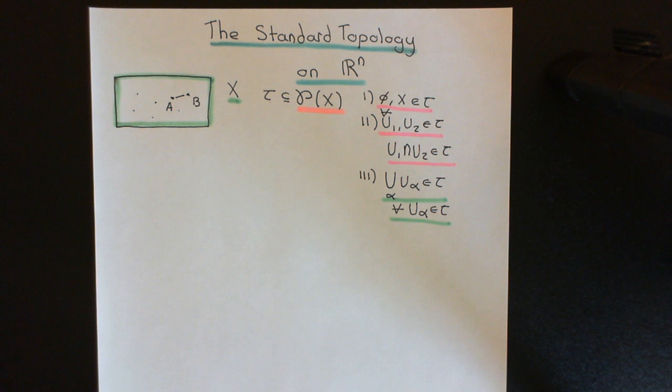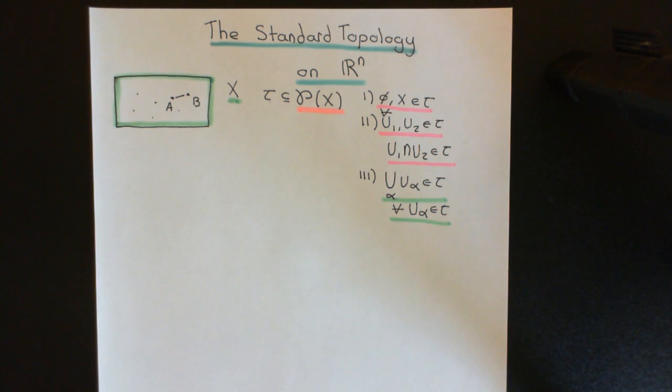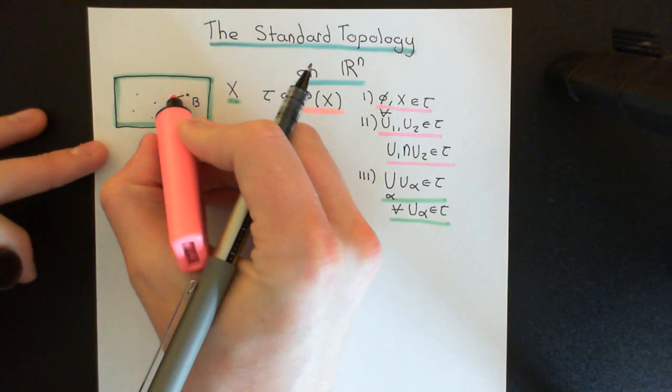You don't draw a line between them. They're not next to each other. They're only going to be next to each other if for every single subset in the topology that contains one of them, it also contains the other. They only ever appear as a pair in a subset in the topology.